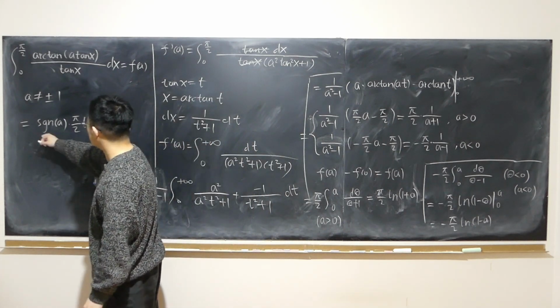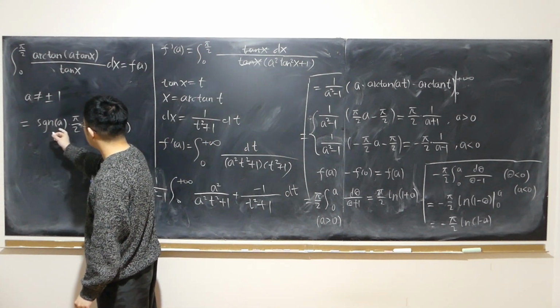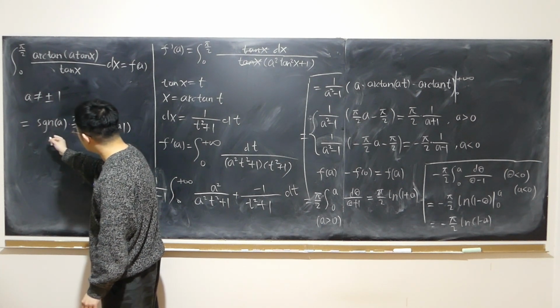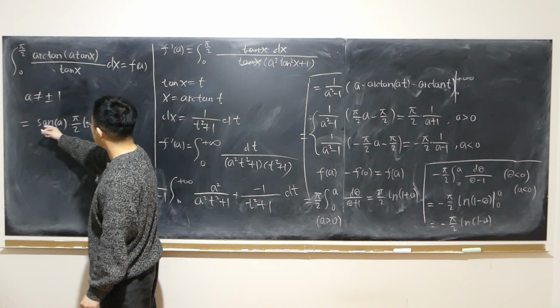So it also depends on the value of a. Like I said, if it's positive, then we have positive 1. If it's negative, we have negative 1. If it's 0, we have 0.